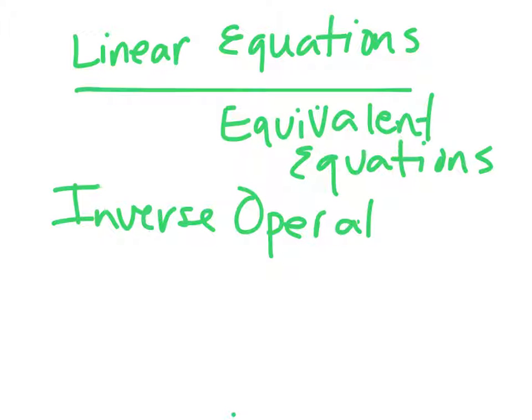Inverse operations are such things as addition and subtraction, where you do it to balance the equation to make it equivalent. Linear equations have an exponent of 1, so it's not anything squared, cubed, or anything else. It's always just a linear exponent. I want to say invisible because there's no little number above it.